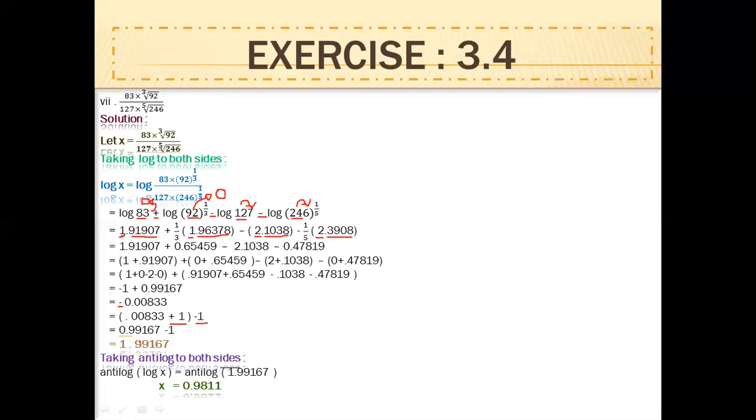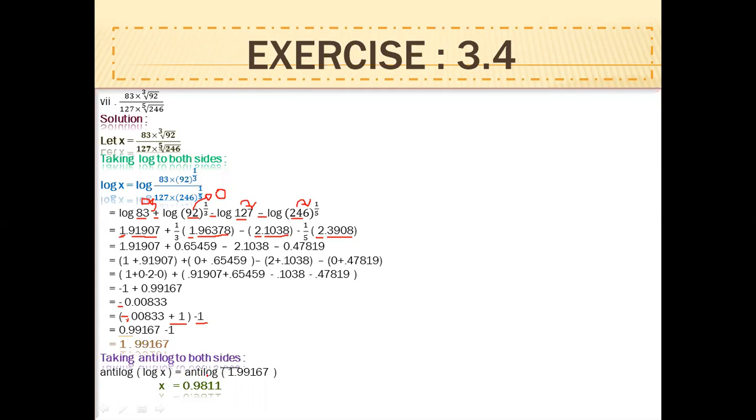After adding 1 and minus 0.00833, simplifying them, we see that 0.99167. Now the mantissa becomes positive. And the remaining minus 1 will be the characteristic of that number. We take antilog to both sides.